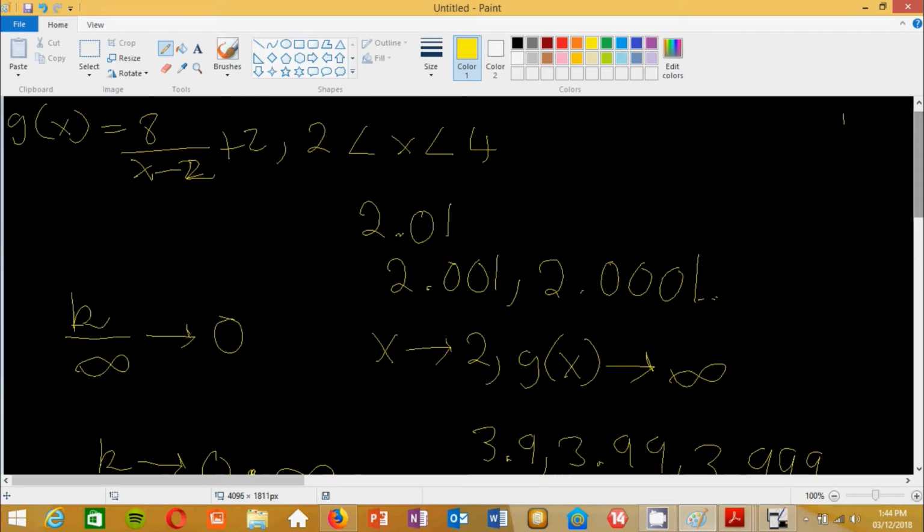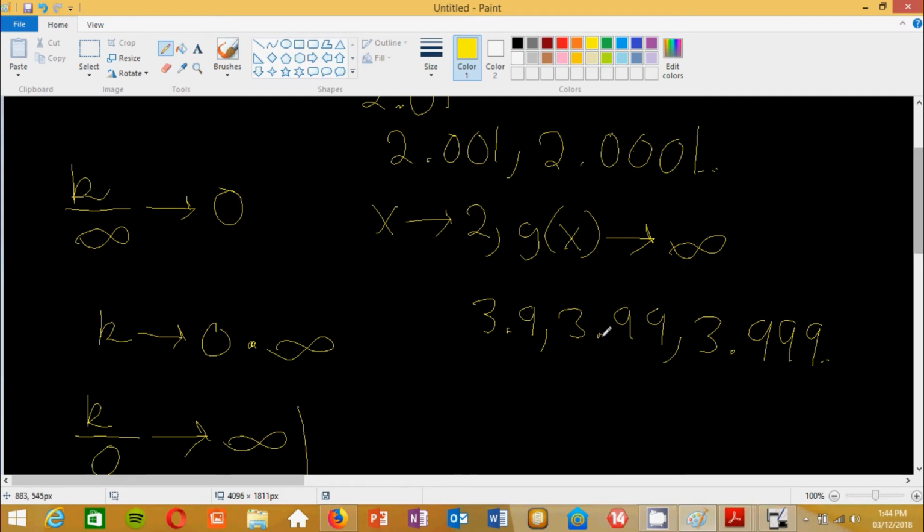If you plug these values into your calculator, 8 divided by 3.9 minus 2, plus 2, you're going to get 6.2. Let's plug in, by the way, you should be doing this as well at home, 3.99, you would get 6.02. If you plug in this for x, you would get 6.002. So you will notice here that when my x values approach 4, my g of x values are going to be approaching 6.